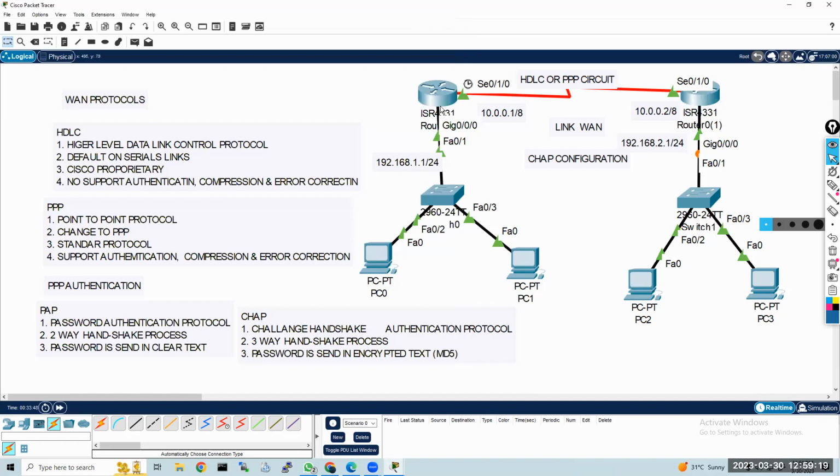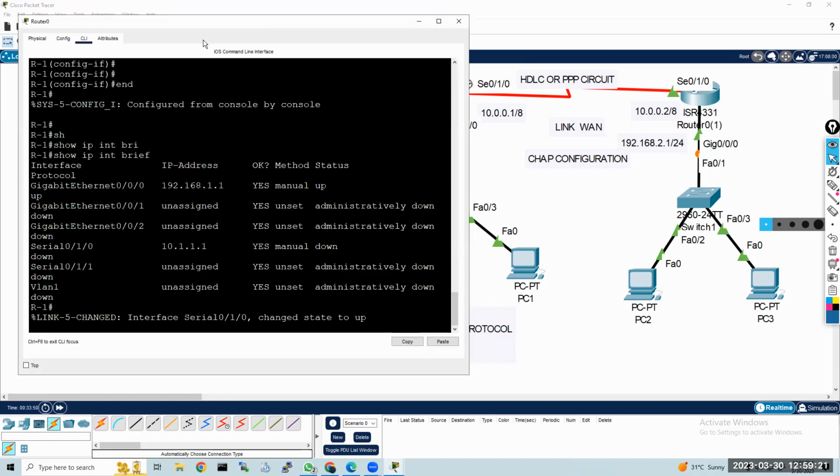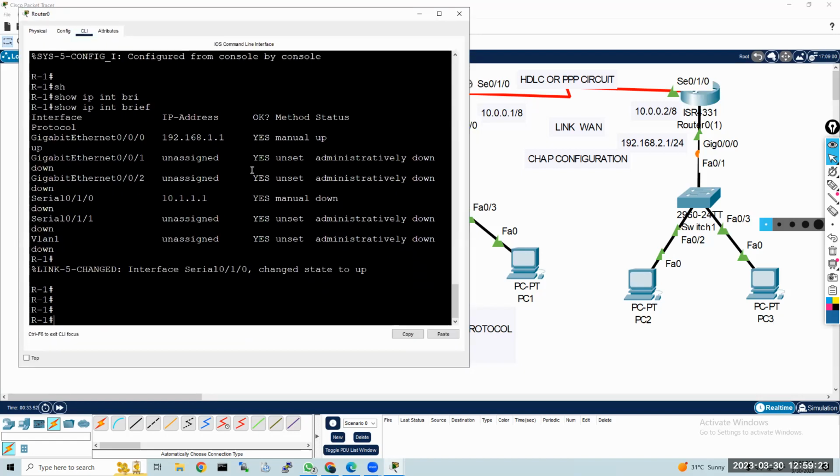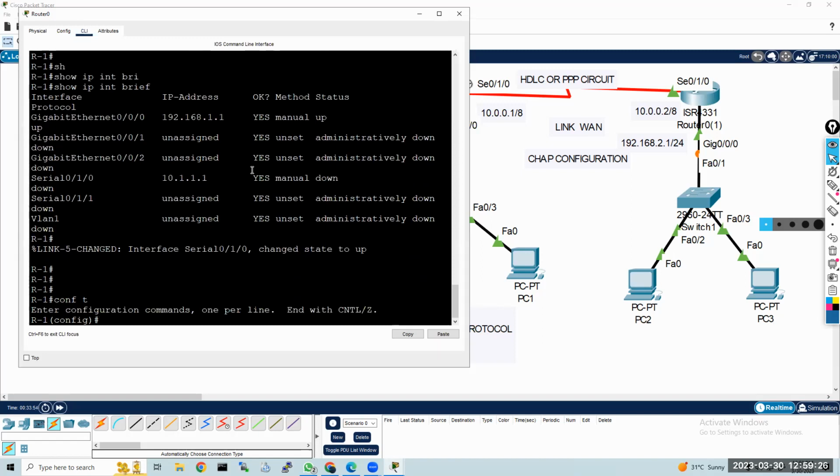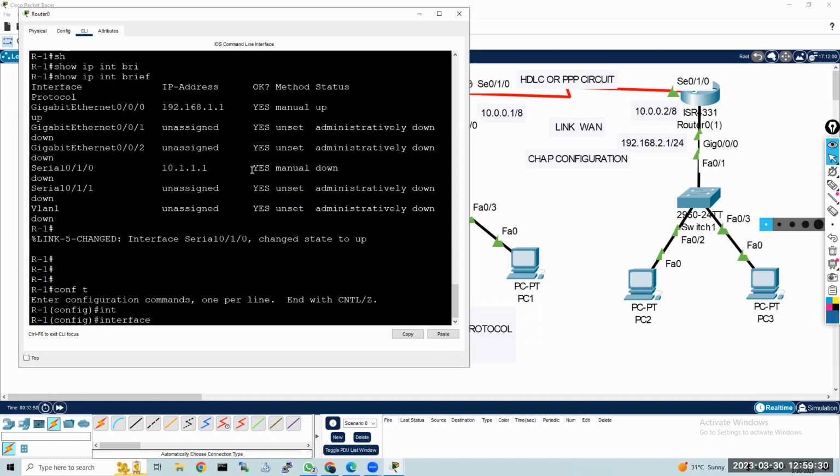I'm going to configure PPP authentication here. So how to configure? Go to global configuration mode. Your voice is not audible. Now it's audible, right?